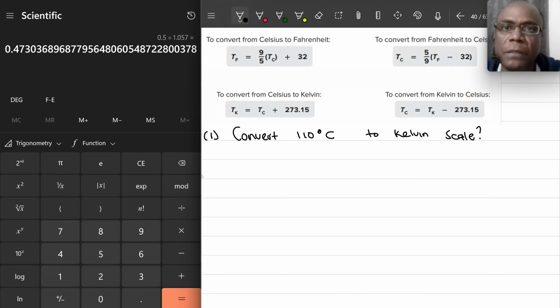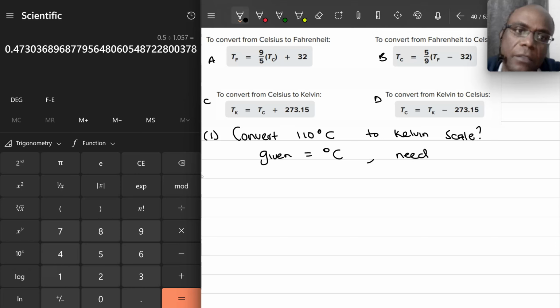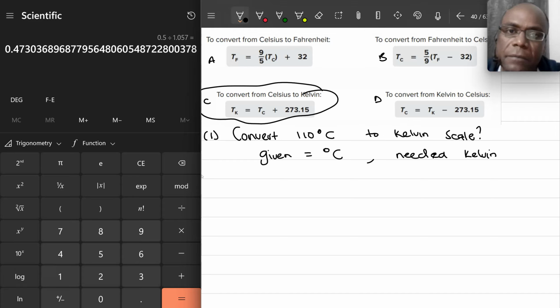Okay, so which formula do we use? Do we use A, B, C, or D? Since you're going from degrees Celsius to Kelvin, the formula that I need to use here is C, this one.